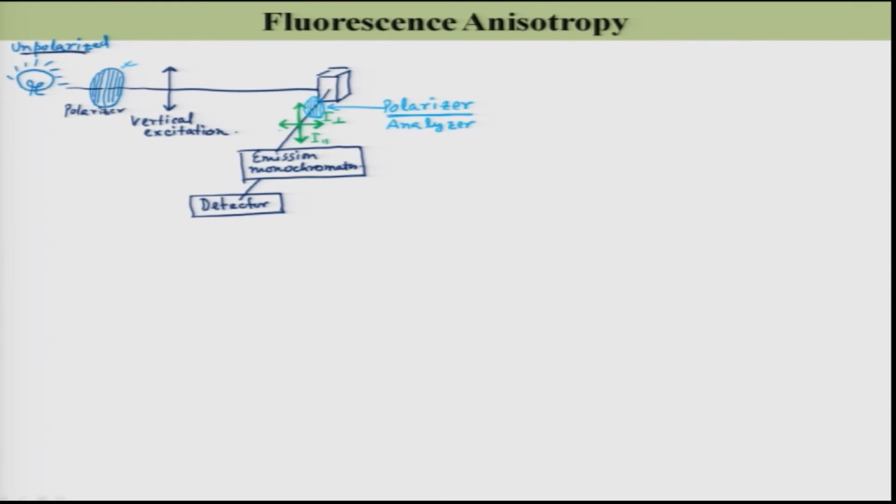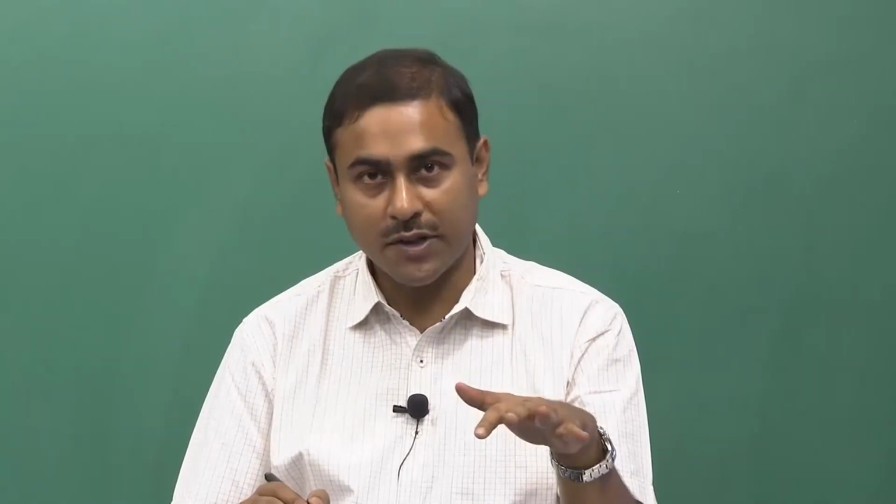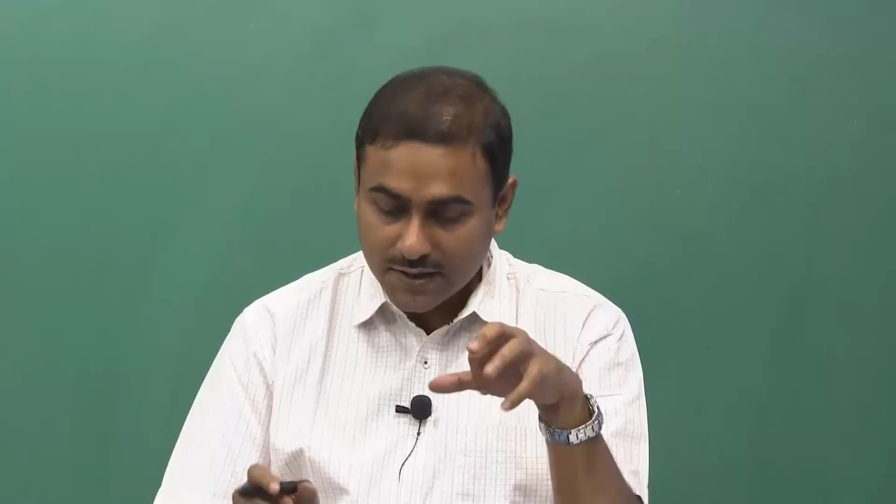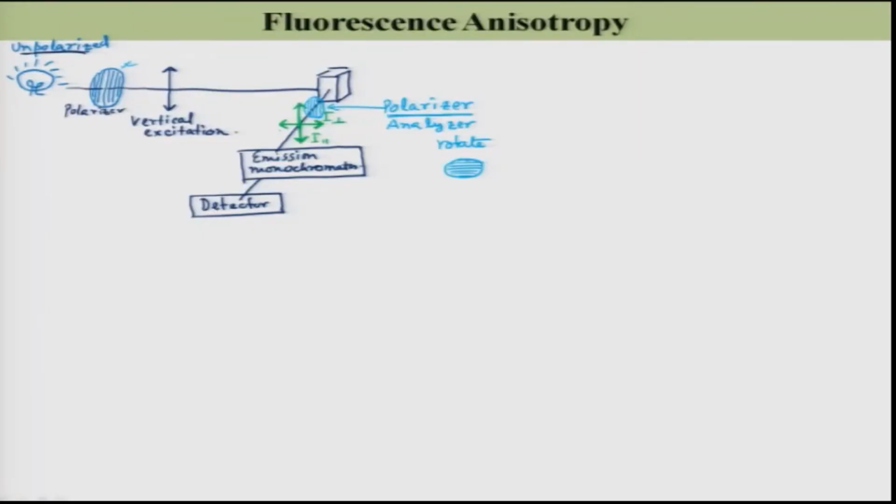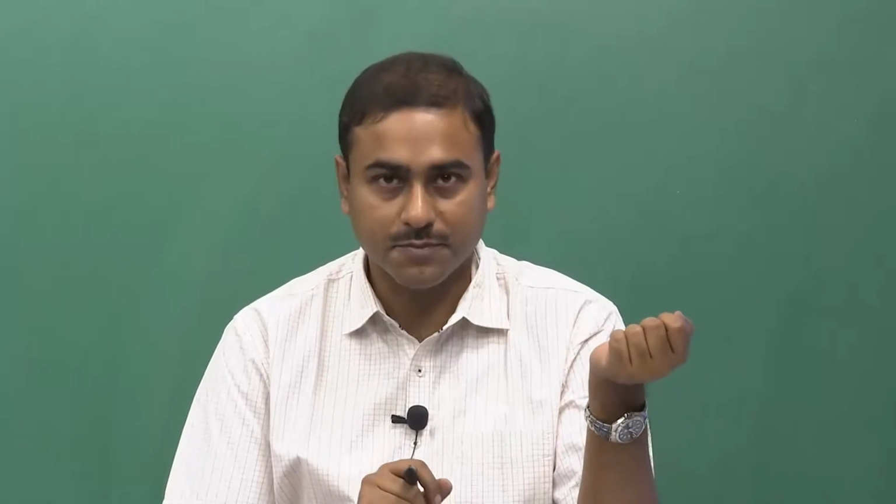Now, if you put this analyzer in this direction, you will get vertically polarized light coming out of it, other light will be blocked. If you rotate it like this, then the horizontally polarized light will pass through, other light will be blocked. So, in that case you will be able to measure I parallel and I perpendicular independently by setting the orientation of this analyzer, which is nothing but a polarizer.